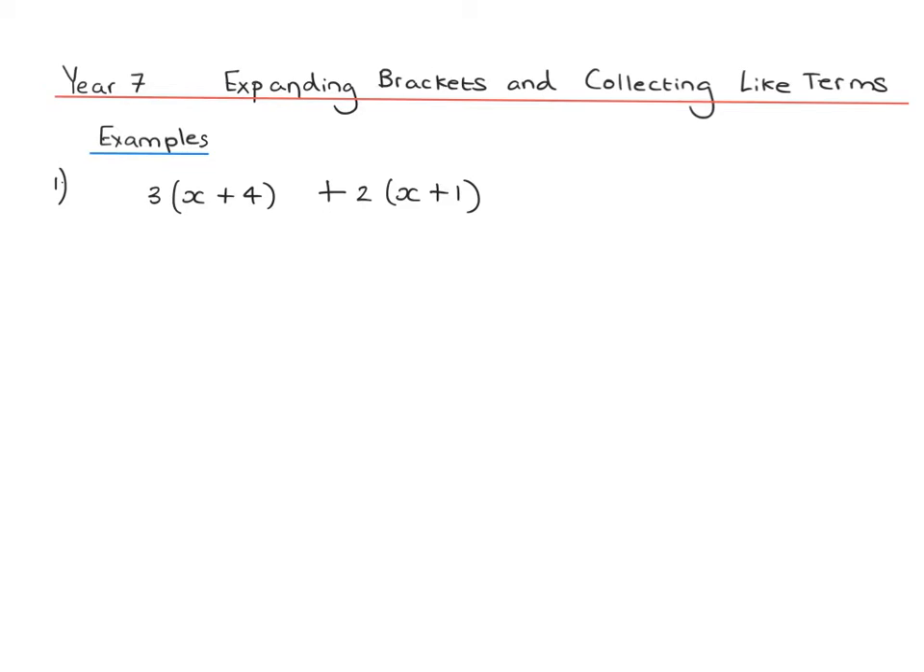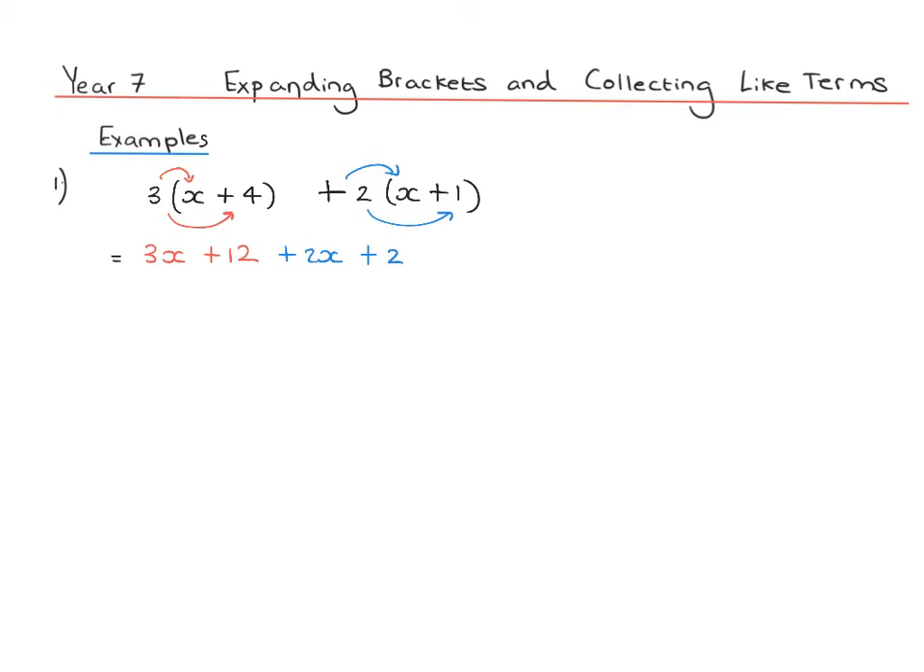So we are going to expand and simplify this expression here. Let's start by looking at the first bracket. So we need to expand this first bracket, which means we will get 3x plus 12. And then if we expand the second bracket, we get plus 2x, as that's a positive 2, and then plus 2. We can now look at collecting like terms.